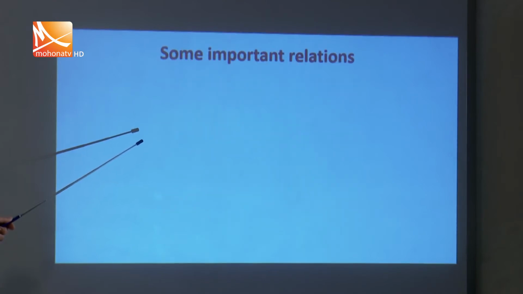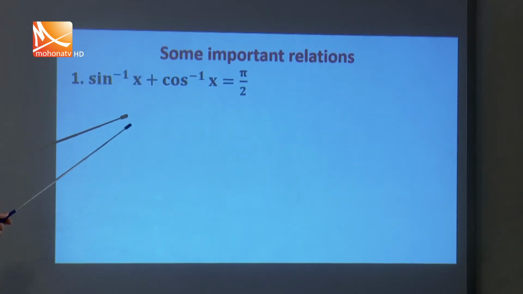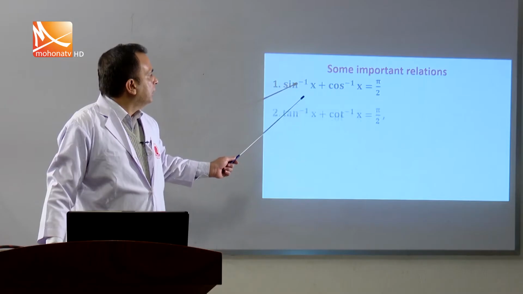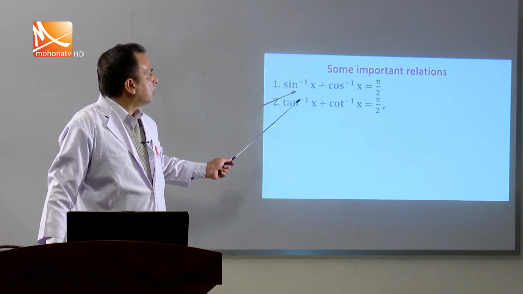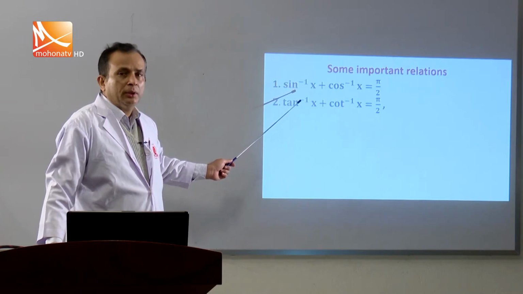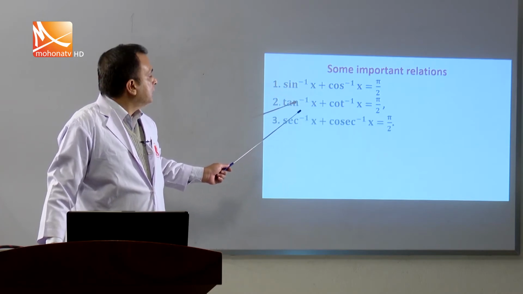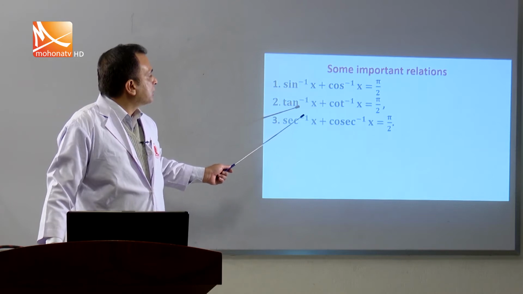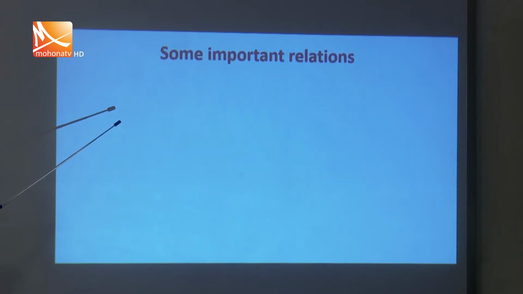Some more important relations we would like to see. Dear student, sin inverse x plus cos inverse x equals to pi by 2. Then tan inverse x plus cot inverse x equals to pi by 2. Then sec inverse x plus cosec inverse x equals to pi by 2. We have already learned it.